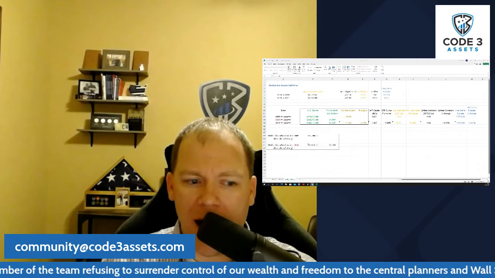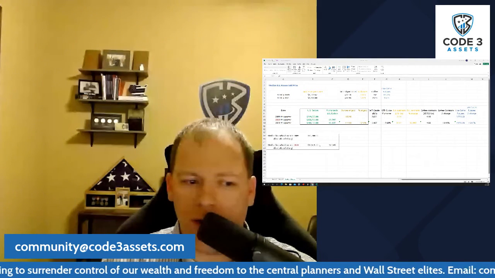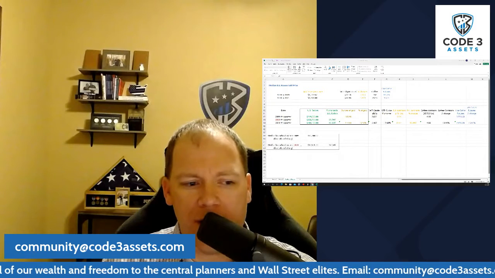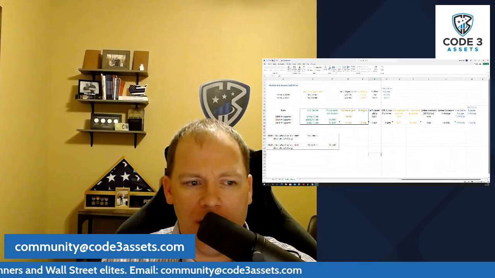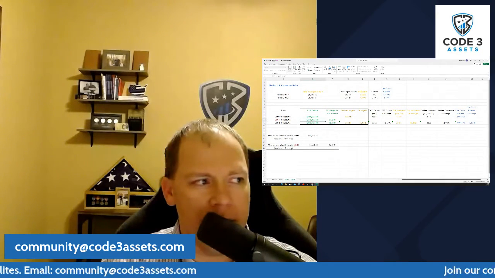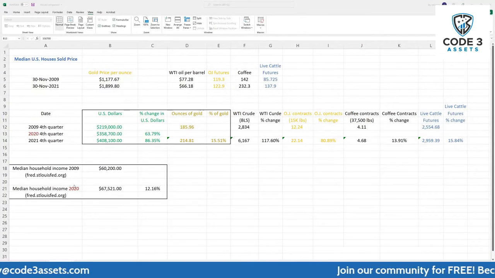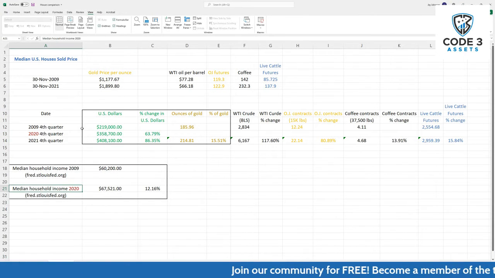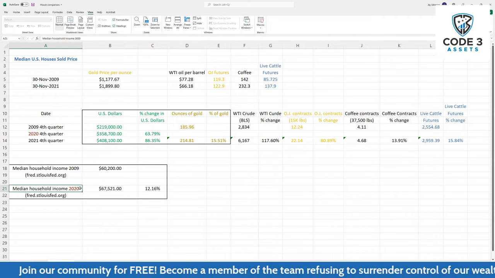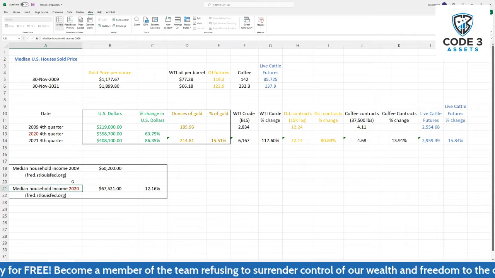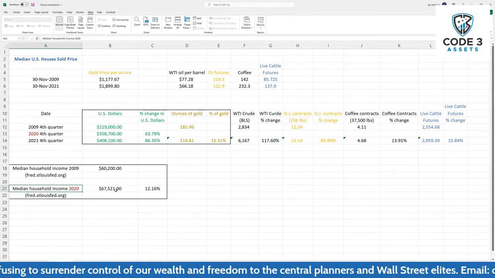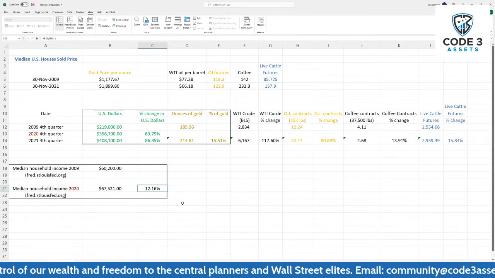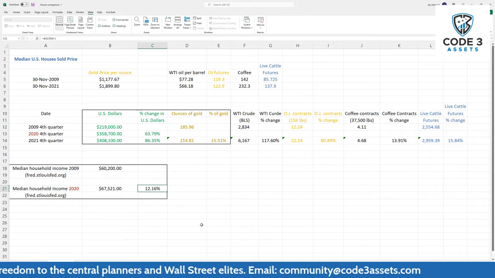Median household income now, $67,521. And actually, I should say that's in 2020. So that's really not accurate to 2021, but you can see the representation here to 2020, which is why the text is red. So we called this out in red because we're going to 2020, not 2021. I couldn't get the data from 2021 from the same source, and I wanted the sources to be the same so that it was calculated the same. But if you look at 2009, $60,200 median income, 2020, $67,500, that's a 12.16% increase in median income.